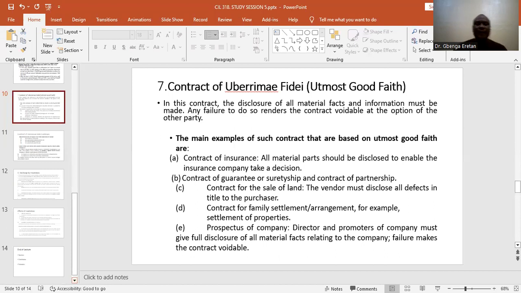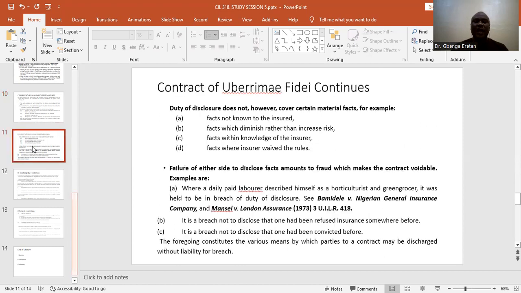We also talk about the prospectus of a company. When the promoter of a company needs to float a company, he should be able to disclose the relevant facts about the first directors of the company and the subscribers of the shares of the company. Failure to disclose these relevant facts renders the contract null and void.